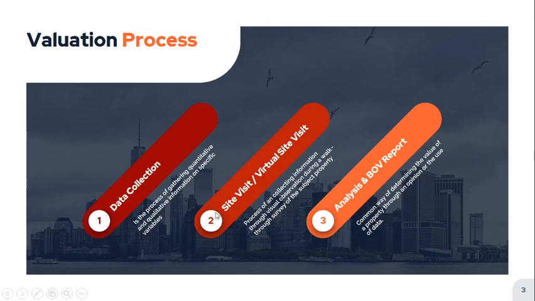The second is to do the site visit. We need to check the surrounding area. We also need to look at the competitors nearby and all the facilities that support the hotel, such as transportation or a mall or supermarket. The next thing is to do our analysis to come up with the property value and prepare our report.